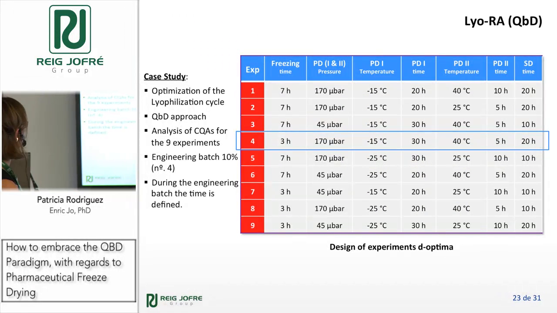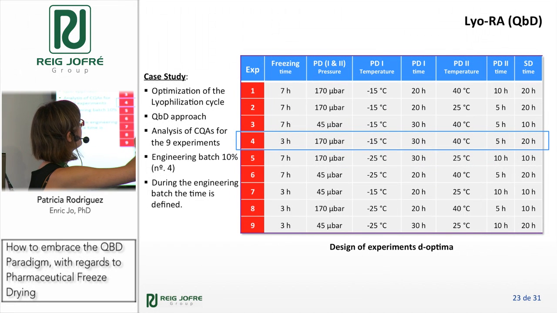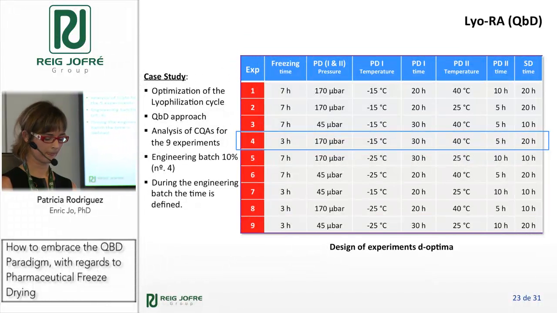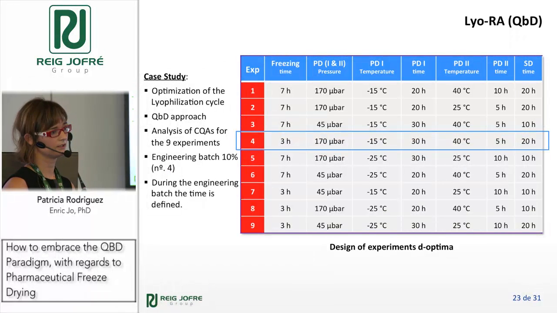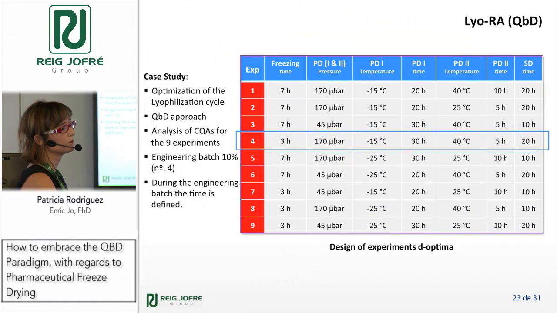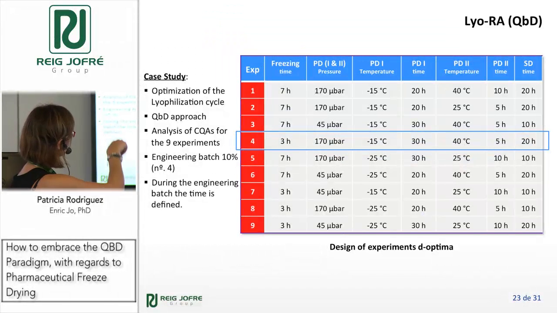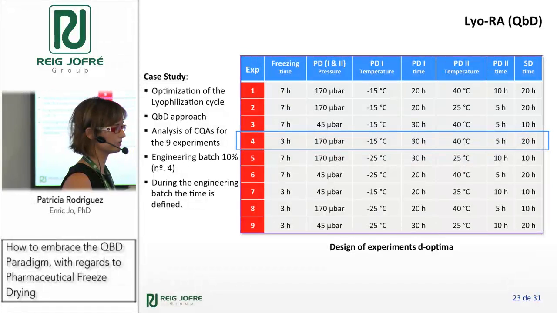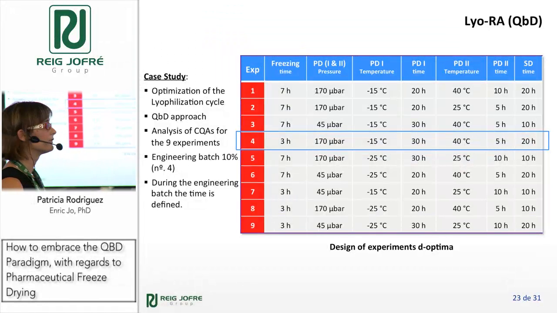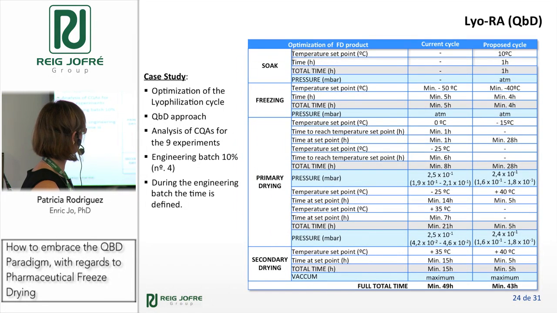Well, here there is the QbD approach. Well, there are different factors with 2 levels each one. The statistical analysis proposes to do 128 experiments, but a minimum of 49. And the sequence to follow. So take into account these 9. After doing it, we choose the number 4 for going to the engineering batch, to the industrial scale. And the number 4 is one of the most extreme cycles for going ahead.